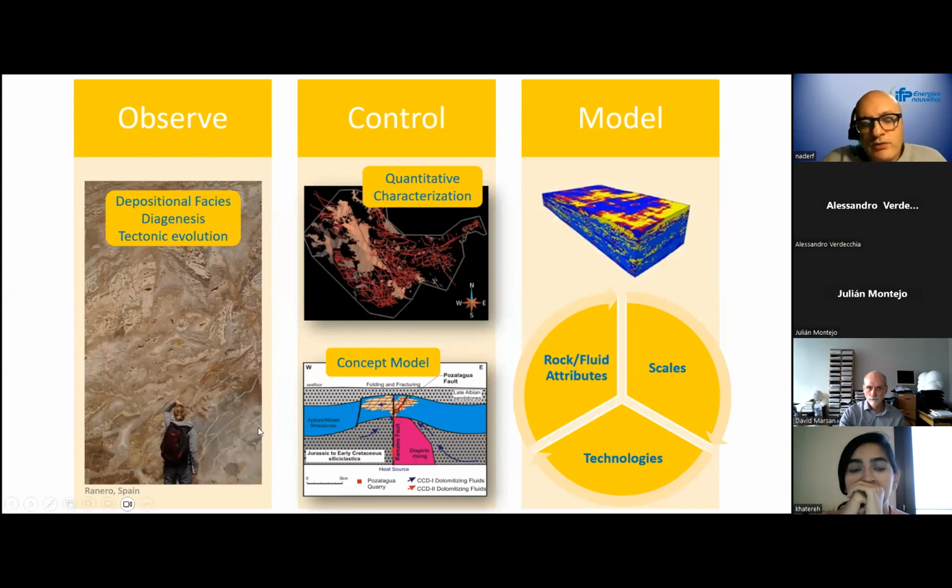Observe has its own limitations, because how do I take all of this information and make out of it a meaningful understanding? Control, I need to quantify, which is not easy at the different scales, and create a concept model. And model, when I model, I have to take into account what attributes I want to simulate, at what scales, and what technologies to use.